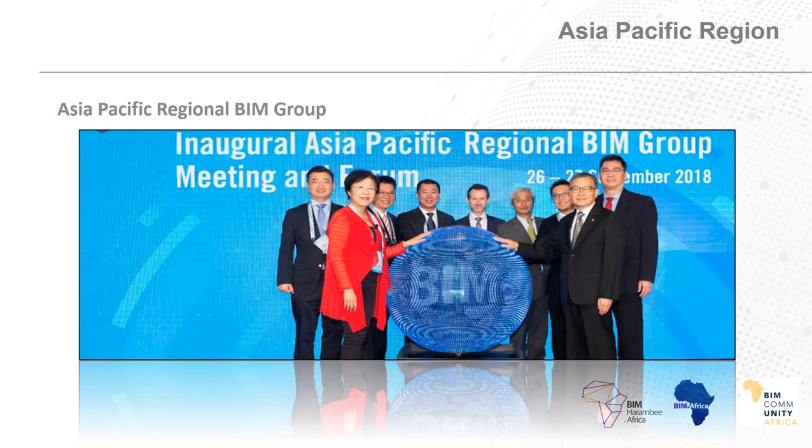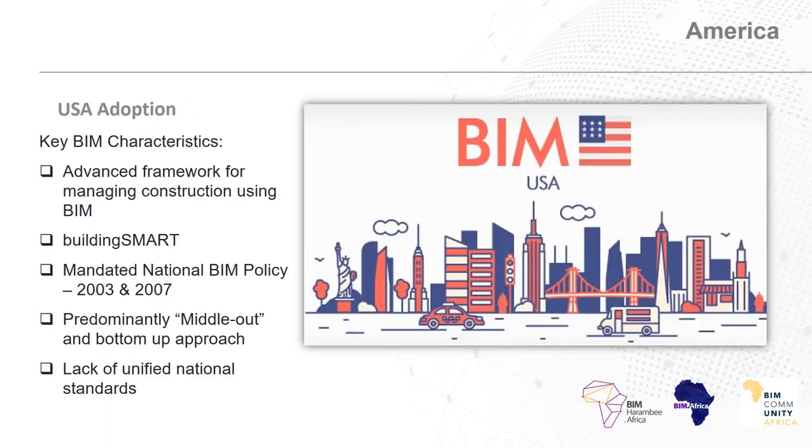A great deal of development in Asian countries is also being funded by China across countries such as Hong Kong, Cambodia, Thailand, Malaysia, and Singapore. The strategy for BIM implementation in China is very much a top-down approach by government. The US falls into the category of countries with an advanced framework for managing construction using BIM. Digitization within the US AEC industry began in the early 1990s with the establishment of the International Alliance for Interoperability, or IAI, which later changed its name to Building Smart.